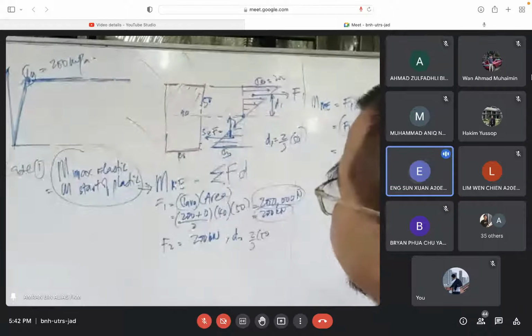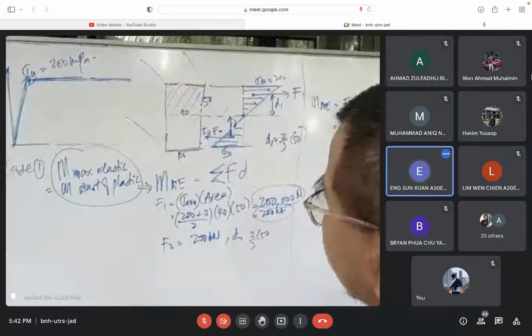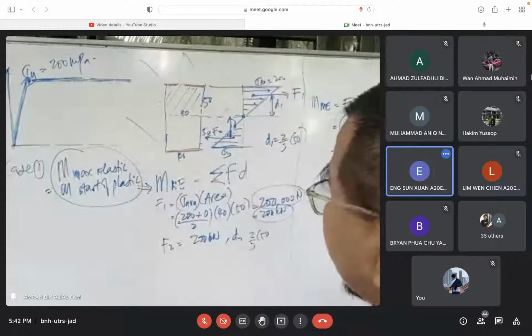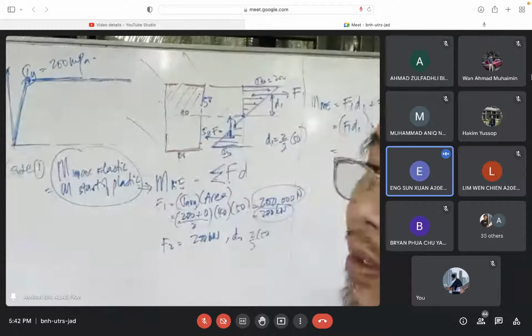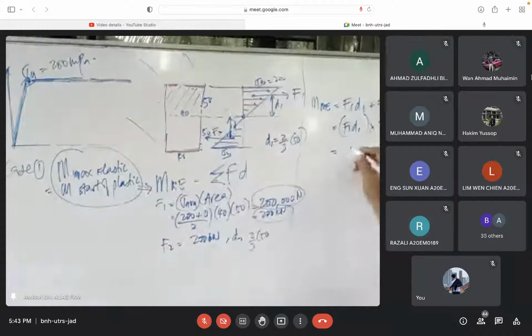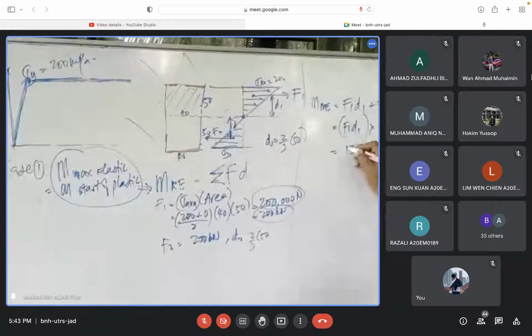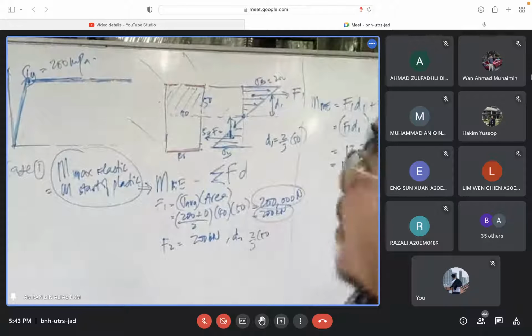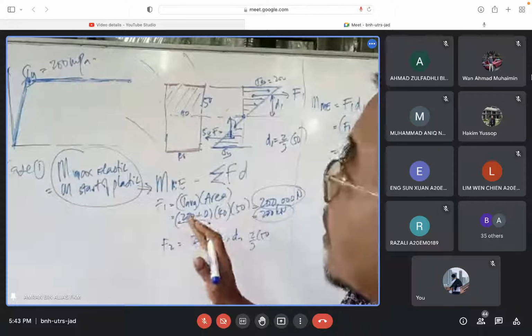So what is the value there? I got 13.33 kilonewton meter. Am I correct? The others? Same. So 13.33 kilonewton meter. So I write 13,333.3 Newton meter. Okay, the moment is 13,000 Newton meter. Okay, clear guys? Clear. Okay.